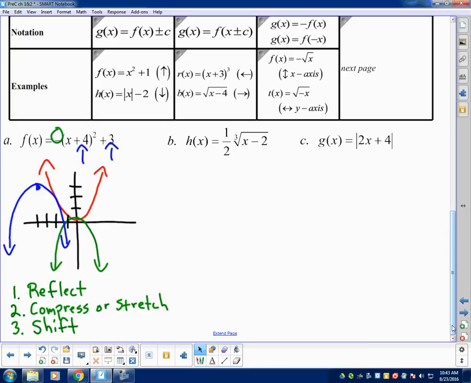All right, let's do the next one. H of x equals 1/2 the cube root of x minus 2. So let's draw our xy axes here.